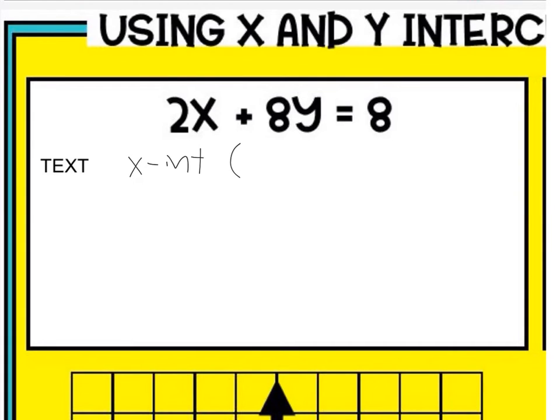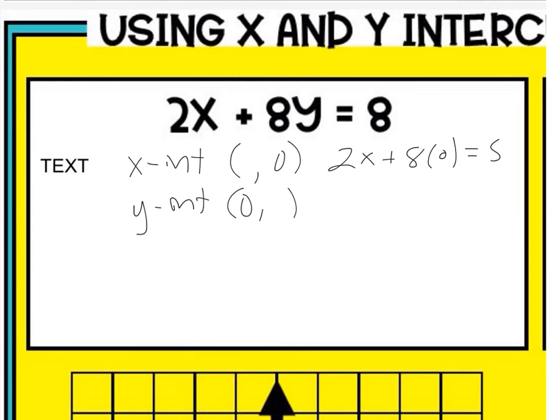Alright, so we've got an x-intercept. I'm going to set my y equal to 0. And for the y-intercept, I'm going to set my x equal to 0. So if my y is 0, I'm going to have 2x plus 8 times nothing is equal to 8. 8 times nothing is nothing. 2x is equal to 8. Divide both sides by 2, and I get x is equal to 4.